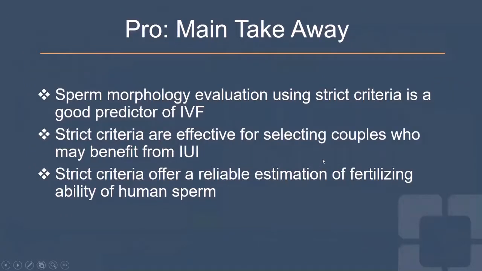So summarizing the takeaways for the pro side, we can say that sperm morphology evaluation using the strict criteria is a good predictor of in vitro fertilization, and with these criteria, we can also select couples who may benefit from intrauterine insemination. On the other hand, strict criteria also offer a reliable estimation of the fertilizing ability of human spermatozoa.